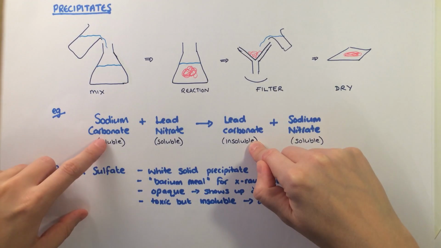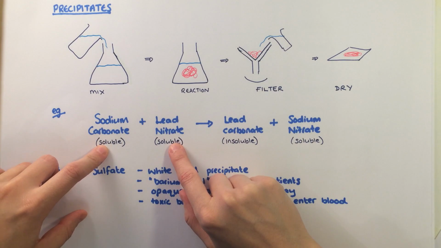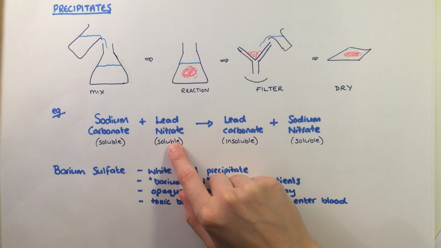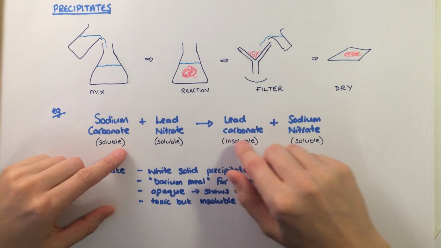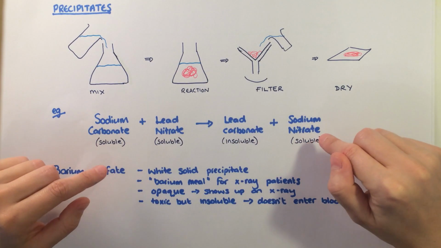An example of a precipitation reaction would be to make lead carbonate. This is done by reacting sodium carbonate with lead nitrate, both soluble colourless solutions. Solid lead carbonate is formed as well as sodium nitrate.